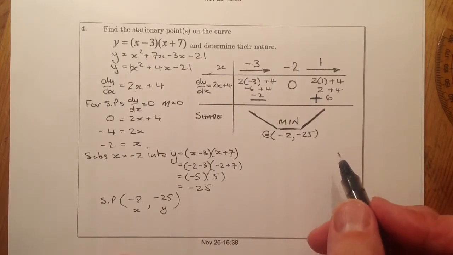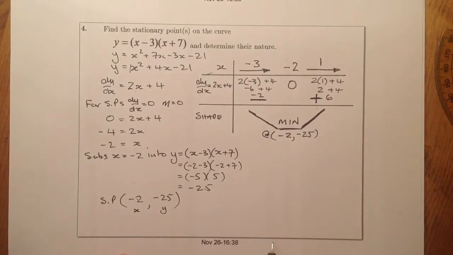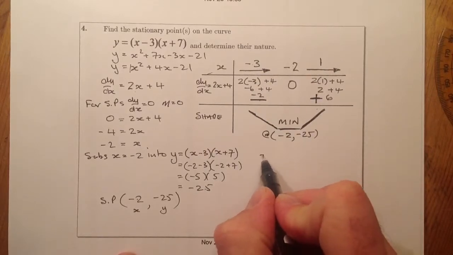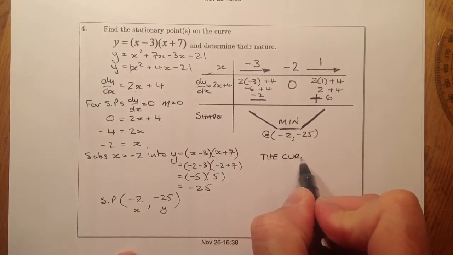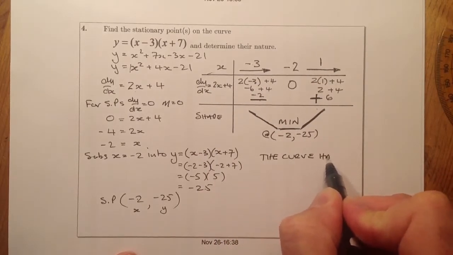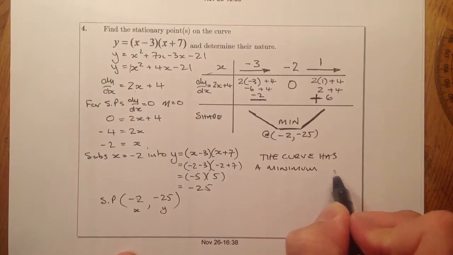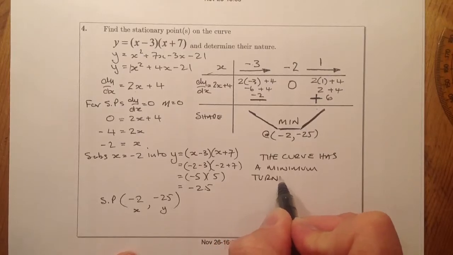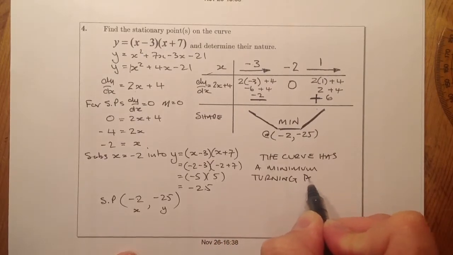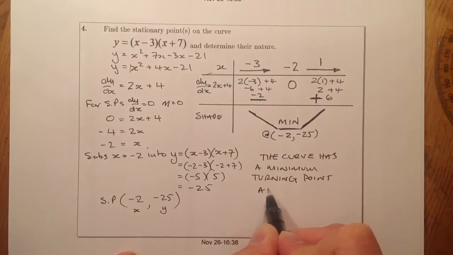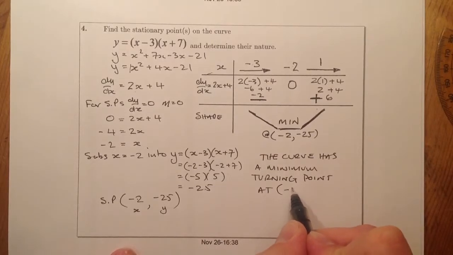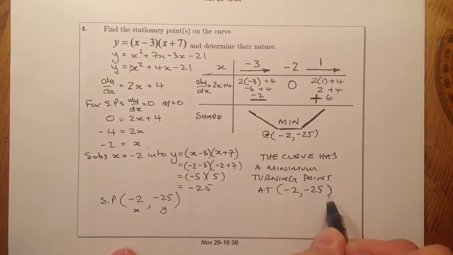Okay, then my conclusion will be, I'm just going to say that the curve has a minimum turning point at, and I'll just make sure I get my coordinates correct here, -2, -25, and that's the question completed.